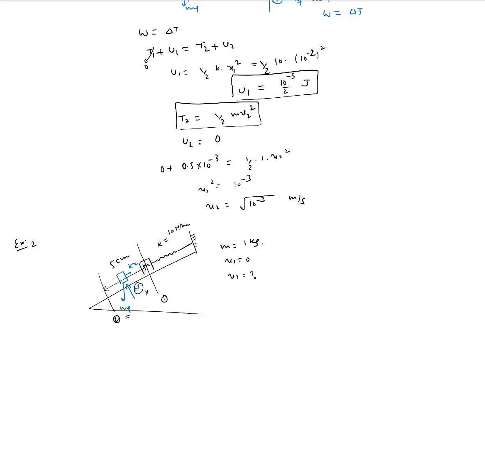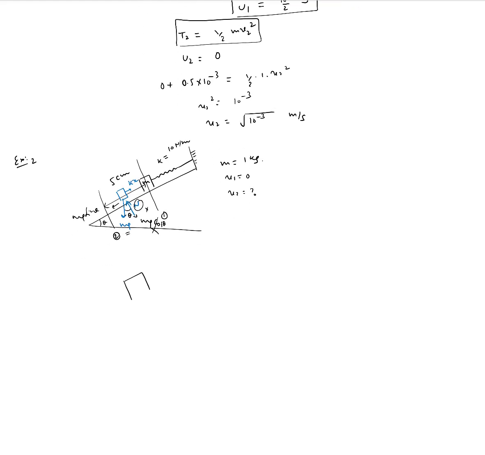Mg will do work because mg has a component that points along the direction of displacement. If this angle is theta, then this would be mg cosine theta. That will not do any work because it's perpendicular to the direction of displacement. This is mg sine theta. That will do work, right? So let me draw this again separately. We have the block, we have the normal reaction, we have mg, this is theta. In this direction is mg cosine theta, and in this direction is mg sine theta, and then we have kx. So N does not do any work, mg cosine theta does not do work, kx does, and mg sine theta does.